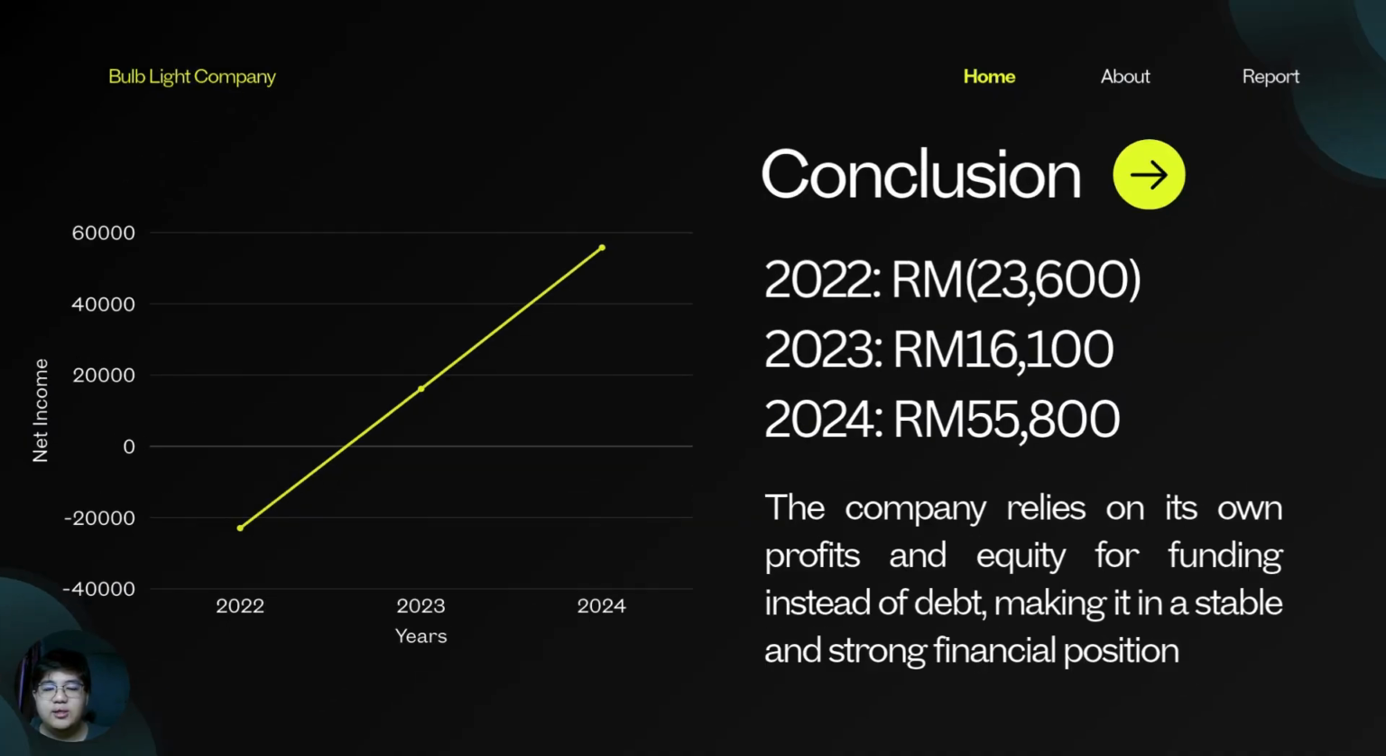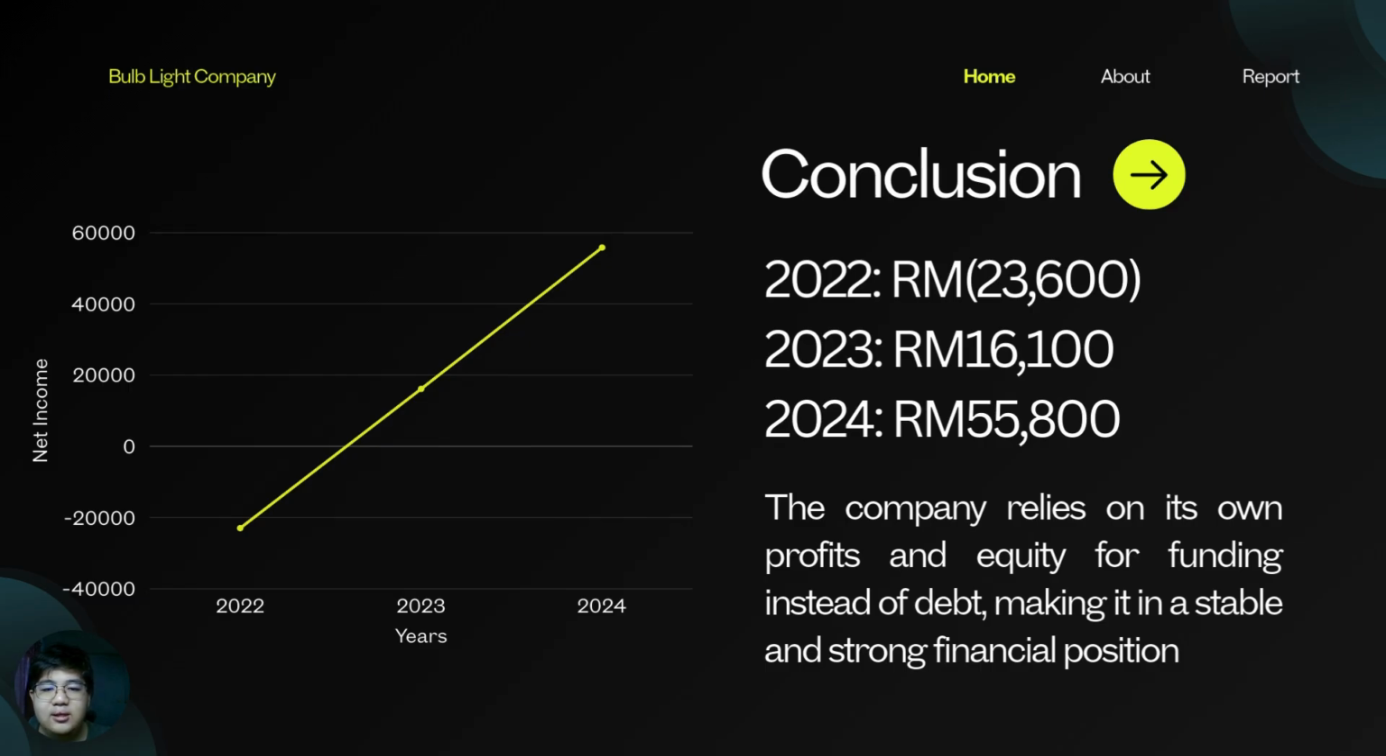In conclusion, based on the analysis of the cash flow, income statement, and balance sheet for 2022, 2023, and 2024, the company shows an improving financial condition. In 2022, the company made a net loss of 23,600 ringgit, but it was still able to pay its debts because the total assets were more than the liabilities. The initial large cash flow was used to pay for capital and set up bank loans.